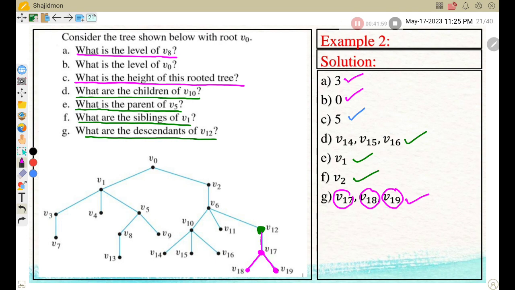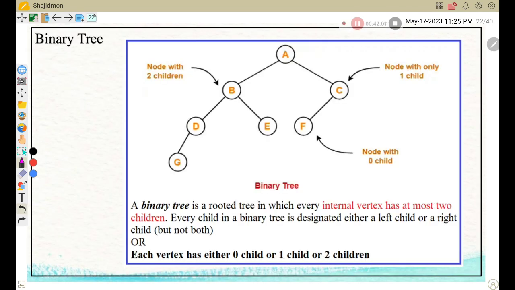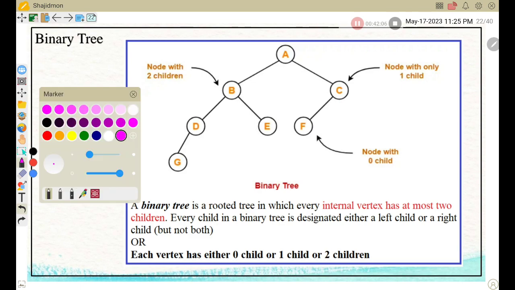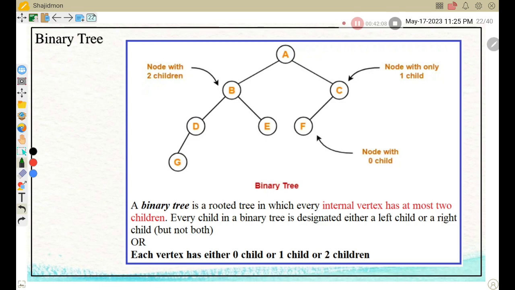Now we are going to explain some more definitions, then we will come to the exercise after that. Now we go to another important idea, the binary tree. What is the meaning of binary tree? Binary numbers are 0 and 1; binary means 2, correct? Actually a binary tree is a rooted tree where every internal vertex has at most 2 children, a maximum of 2 children only. That type of tree we call a binary tree.